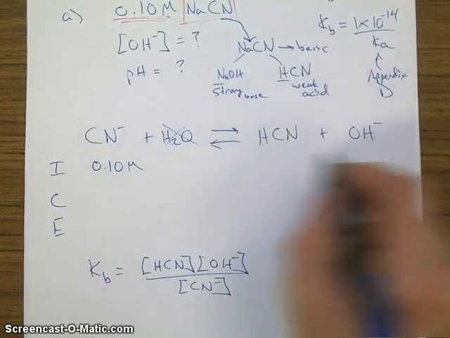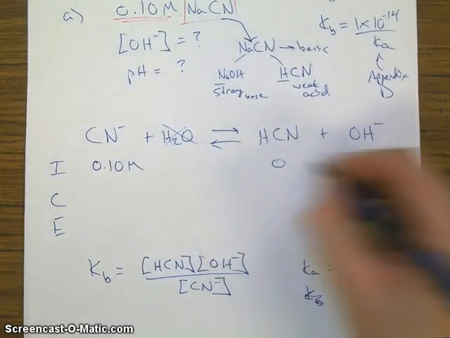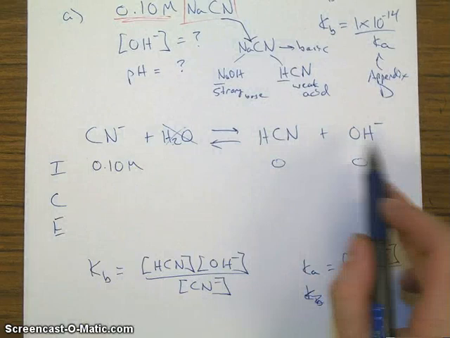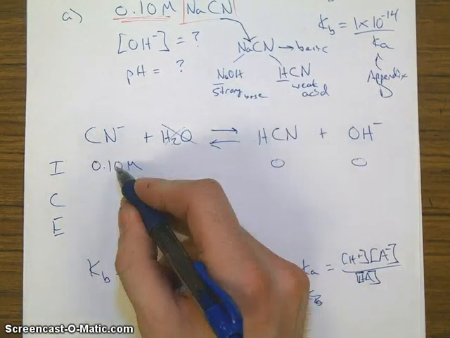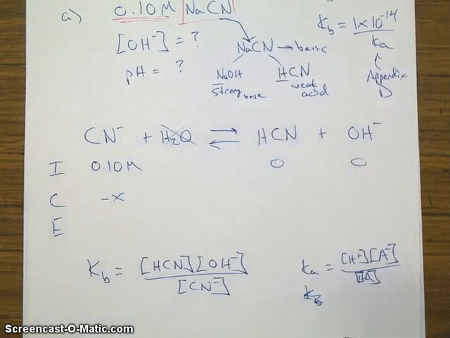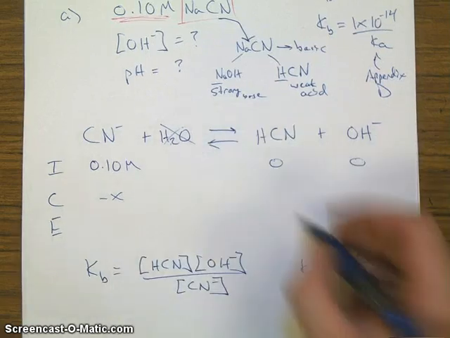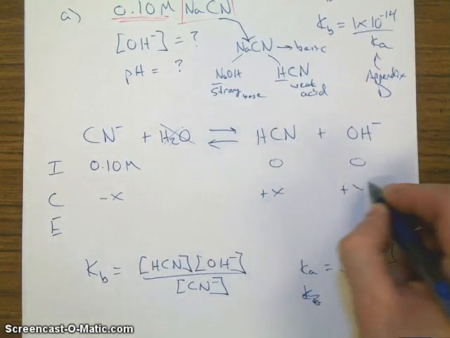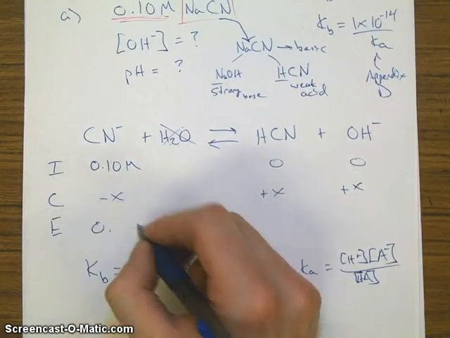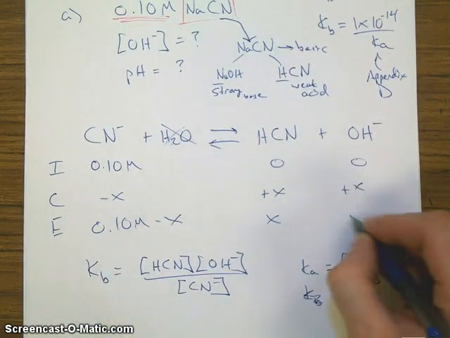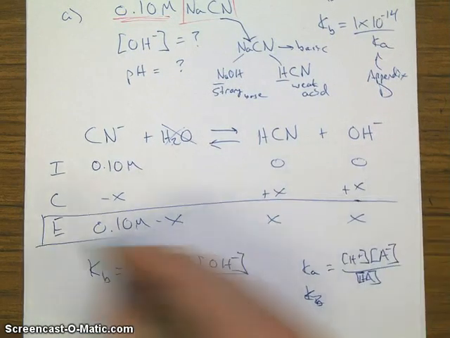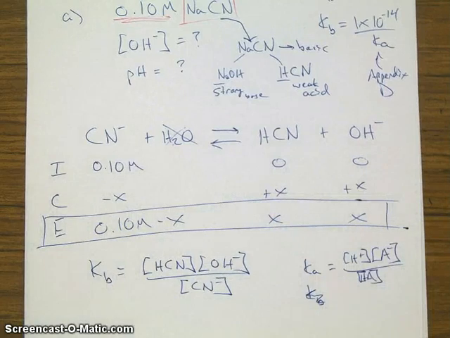Look at these two. These we know are starting off with 0, and this is going to be in equilibrium with these two. Now the change, we know that this is going to decrease by some value, which is x. And since it's a 1 to 1 to 1 ratio, you know these are going to go up by that same value. So it's going to be 0.10 molarity minus x. This is going to be x, and this is going to be x. This is what I can use for my equilibrium expression.